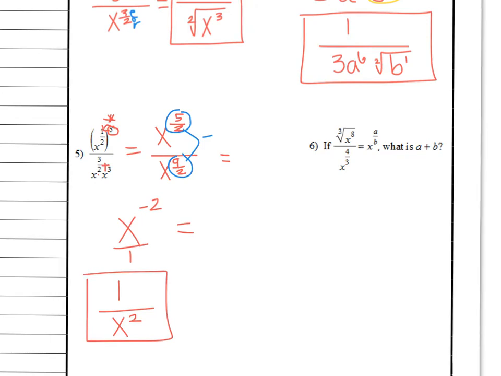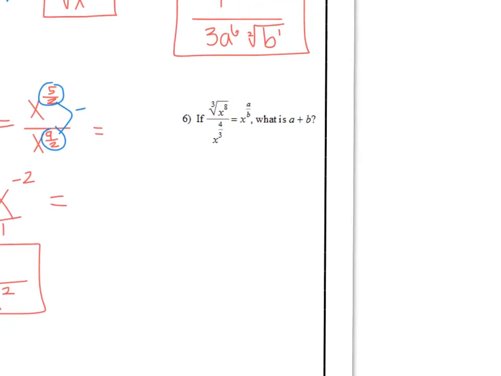Okay, example number 6 says if this is equal to x to the a over b power, what is a plus b? So we basically have to simplify this side and figure out what the exponent over base is, and then what those two numbers are, you just add them together.